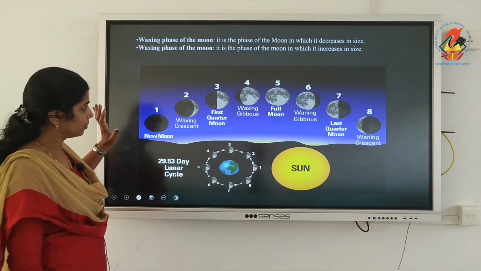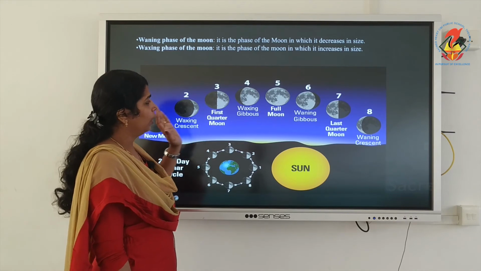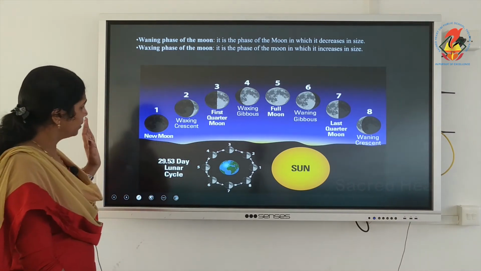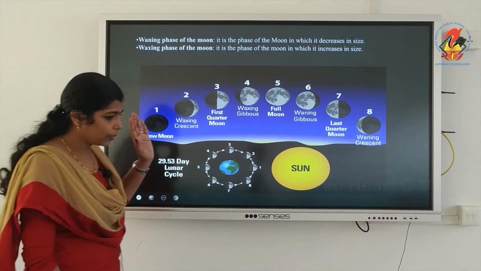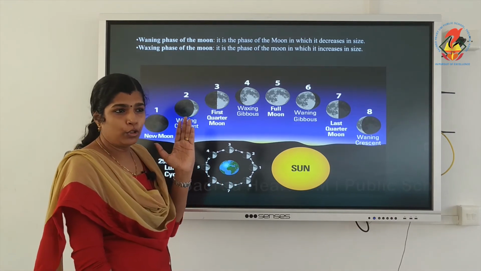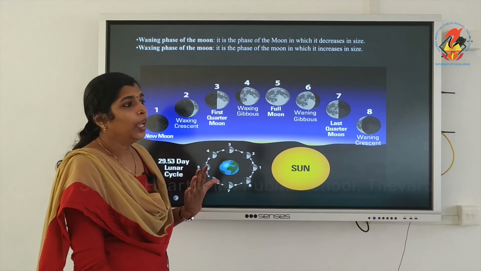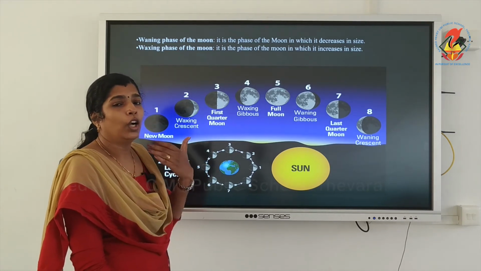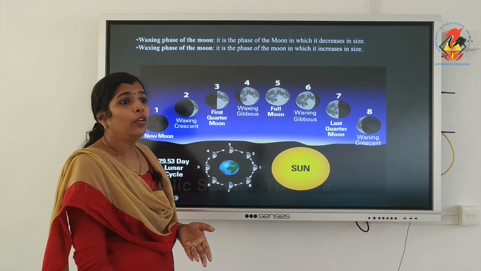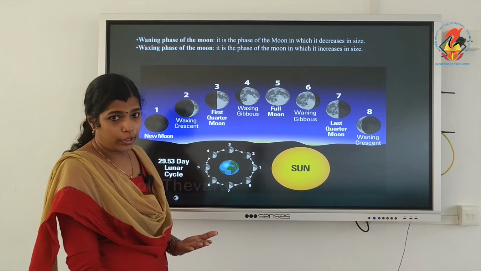So, this one is a full moon day. Now, after the full moon day, the sunlit portion of the moon will go on decreasing, and on the 15th day after full moon day, we will not be able to see the moon at all.